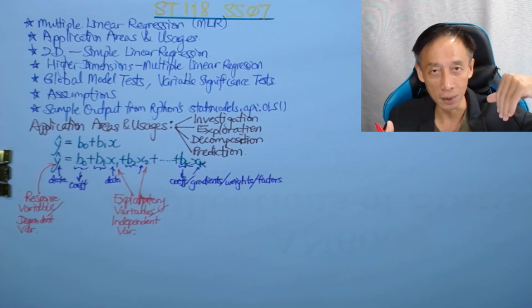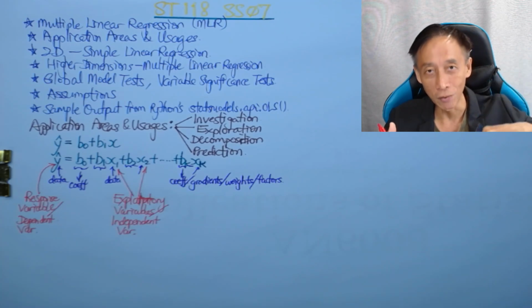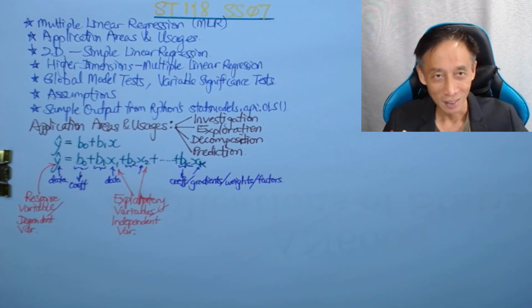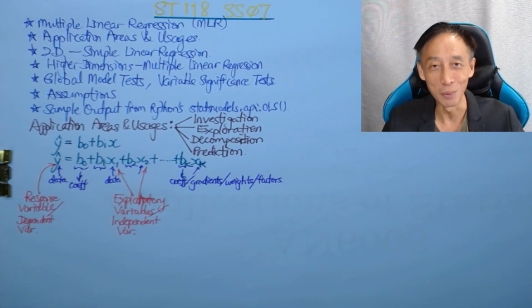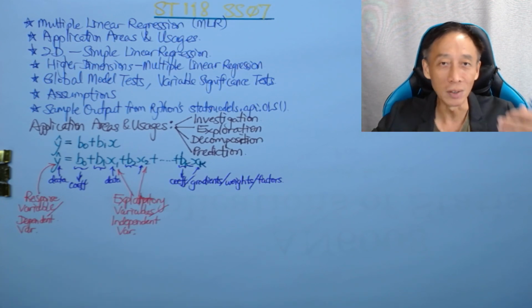Let me try 6 months. Let me try 1 month, 2 months, 3 months, 4 months, 6 months, 12 months, 13 months, and keep going. One of those will have a very strong significance. So maybe that's the one. Right? So these are all data analytics.